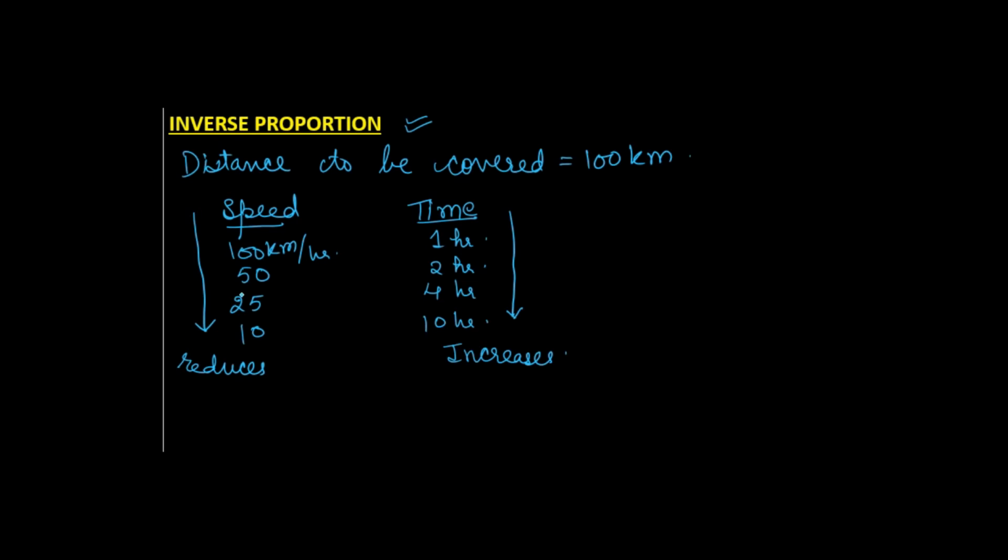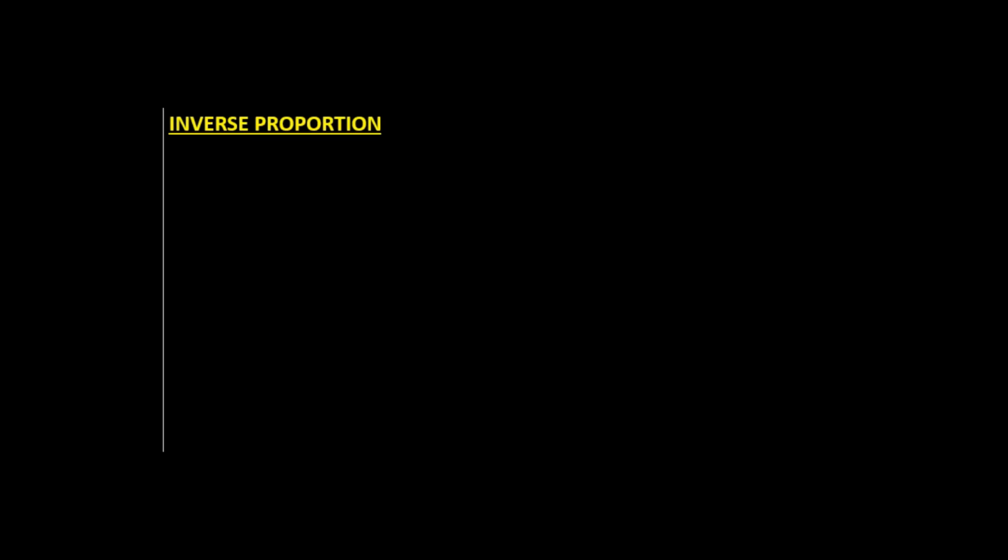So in an inverse proportion, if there are two quantities, if quantity 1 increases, quantity 2 decreases, and vice versa. Okay, I hope this much is clear to everyone. Now let us just form a table of speed and time.